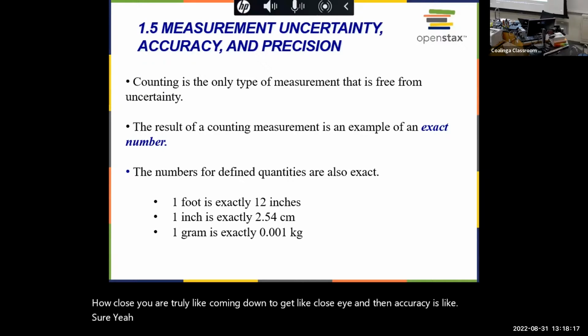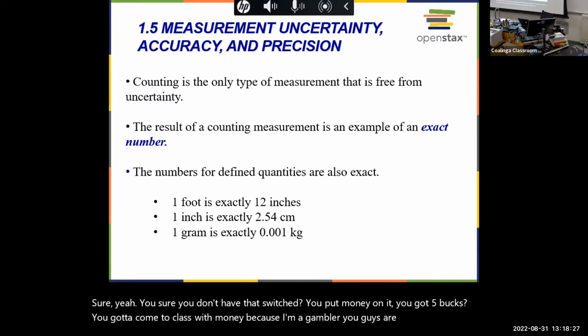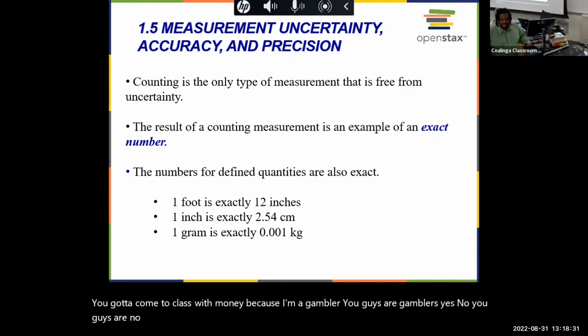Should we have that switched? Don't put money on it? You got $5? Come on, you have to come to class with money, right? Because I'm a gambler. Are you guys gamblers? No. Oh, you guys are no fun. I love gamblers because I earn a little bit of money at the end of the day.